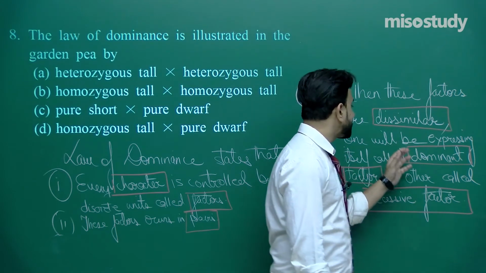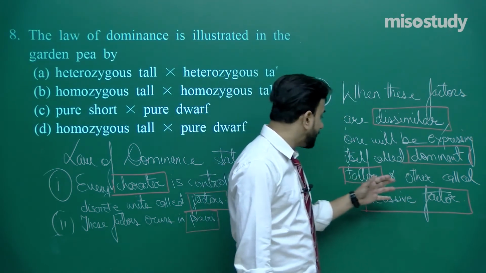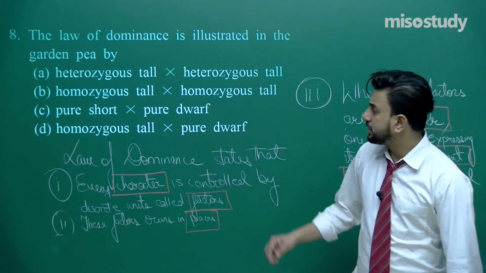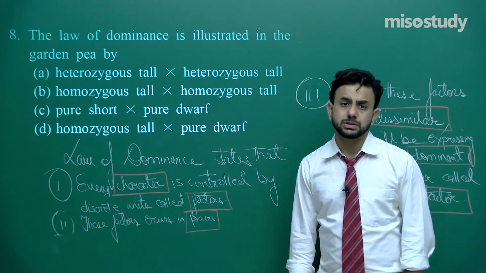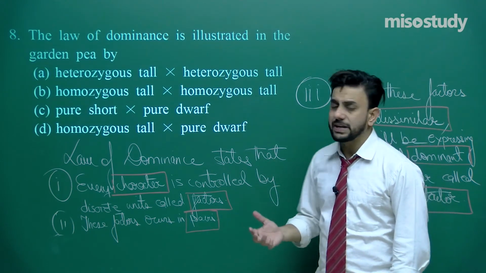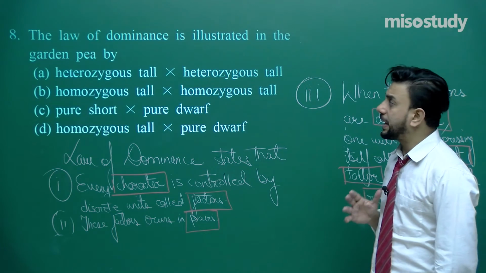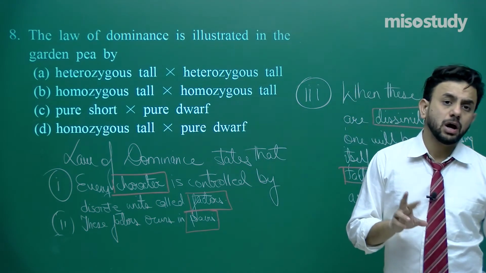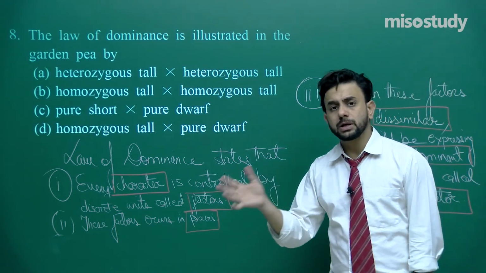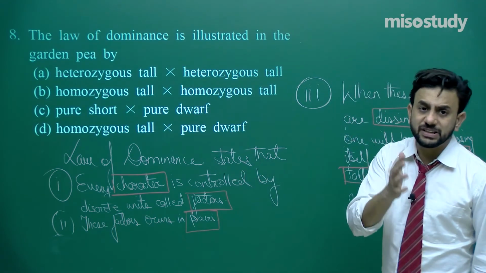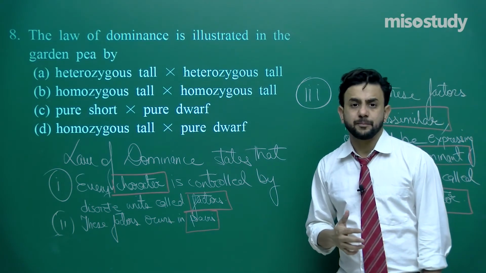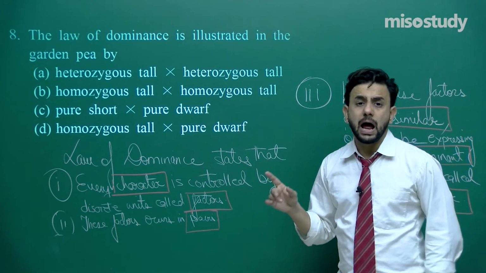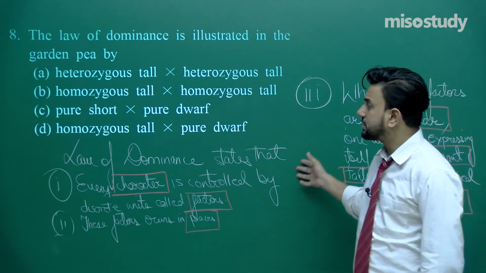So when these factors are dissimilar, one will be expressing itself and called the dominant factor, and the other will be called a recessive factor. This is a very, very important thing to be noted, and that is what the law of dominance said. The law of dominance says that every character is being controlled by a pair of unit factors. One will be dominant, the other will be its allele, and the one which expresses itself in the presence of a dissimilar allele will be the dominant one, and the other one will be the recessive one. This is the law of dominance.